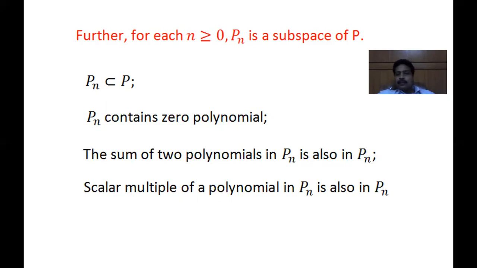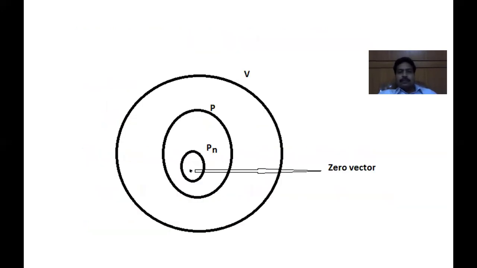First, it is a subset of P. Zero vector is there, closed under vector addition and scalar multiplication. So we can say that Pn is a subspace of P. Already we have seen that P is a subspace of V, where V is the set of all real valued functions defined on R. So it will be like this. V is the set of all real valued functions. So this is a vector space, and in which P is a subset. It is also a vector space itself. So we call P a subspace of V.